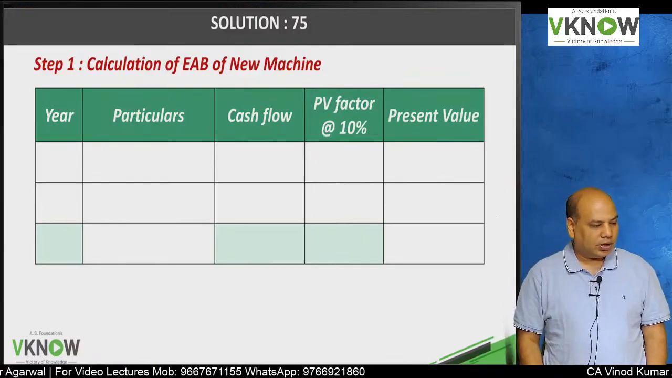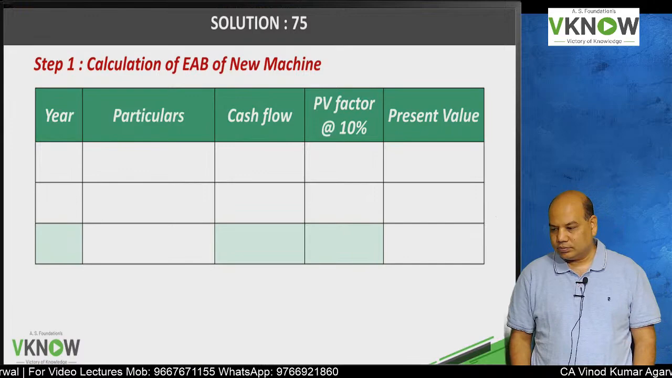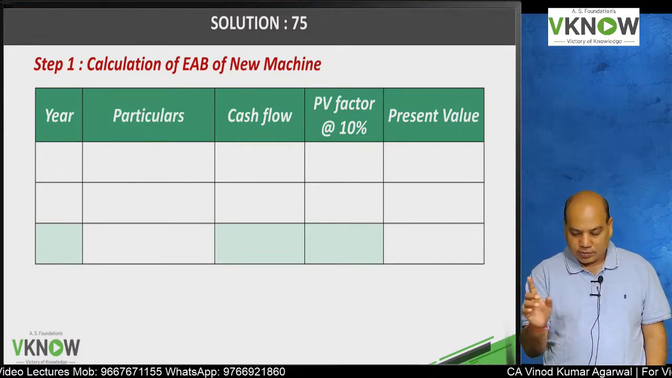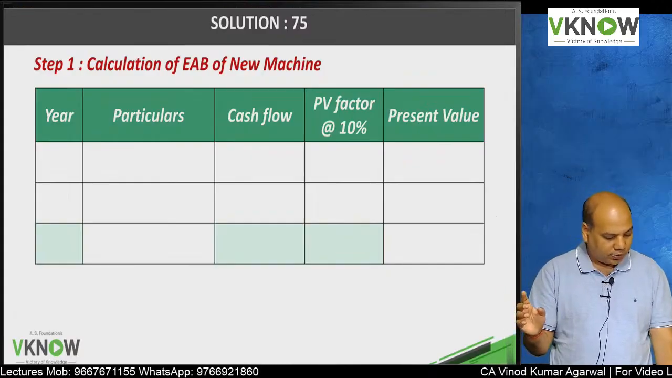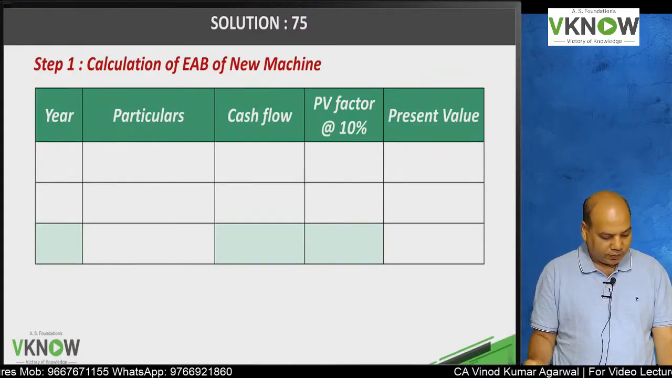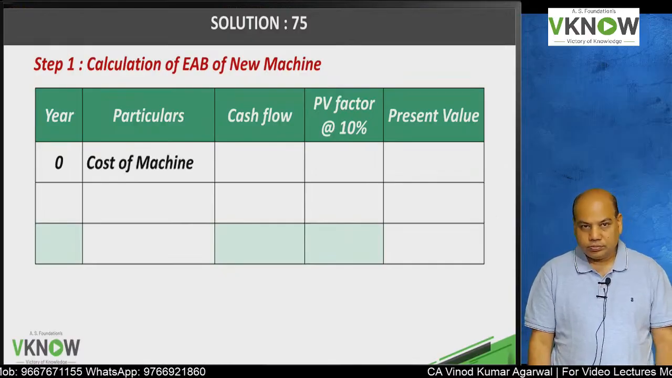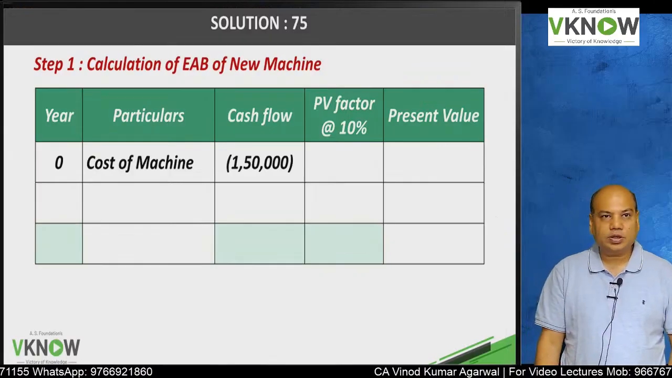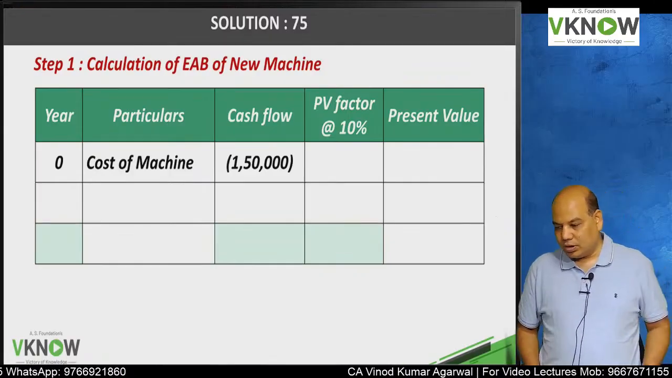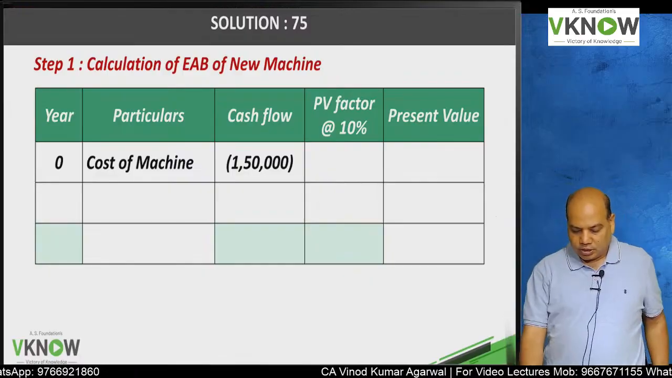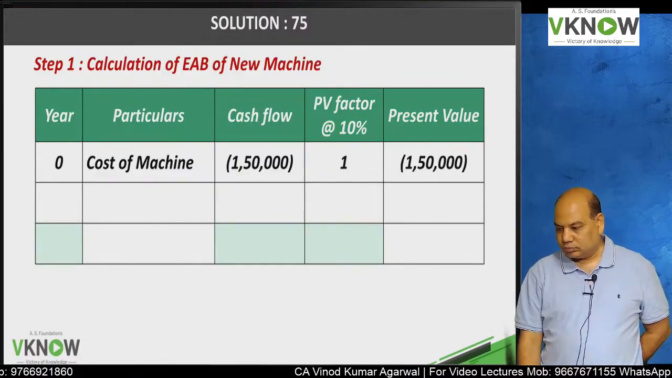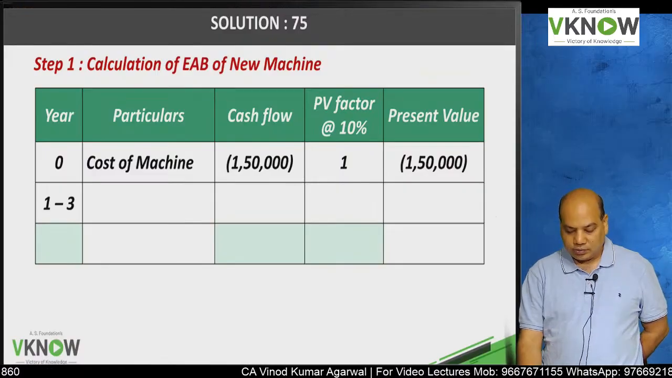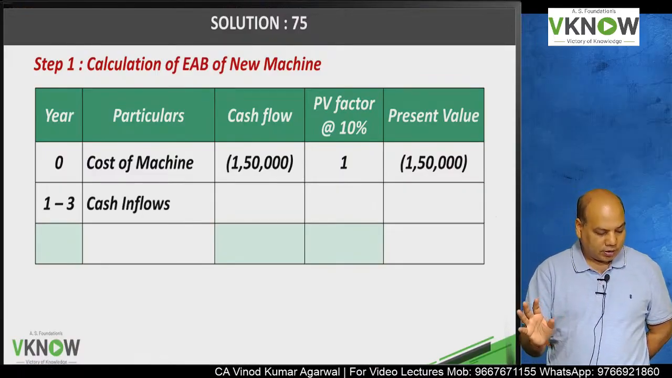Computation of EAB of the new machine. Then write down the same format: year, particular, cash flow, PV factor at 10%, PV. Year 0, the new machine will cost you 1,50,000. Then years 1 to 3, the cash inflow is constant.